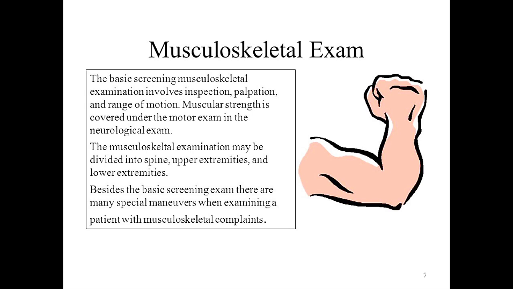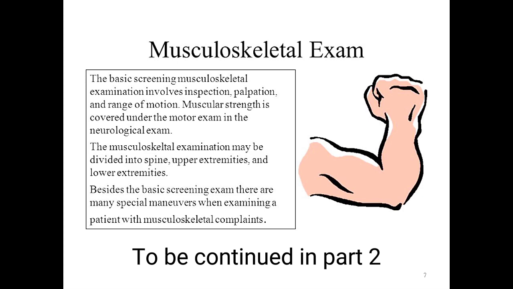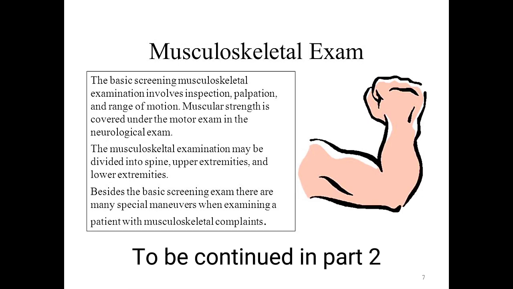Now, as you know, the musculoskeletal examination is divided into three: the spinal examination, the upper extremity examination, and the lower extremity examination. First of all, the spinal examination basically evaluates the musculoskeletal structures of the spine, which includes the vertebrae, discs, and the soft tissues.